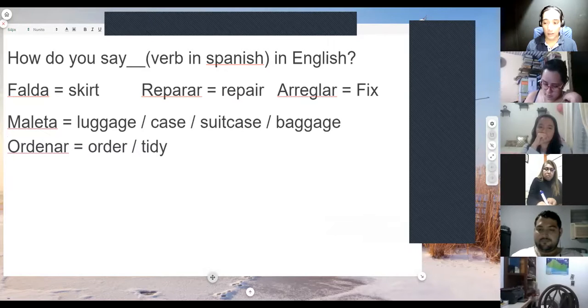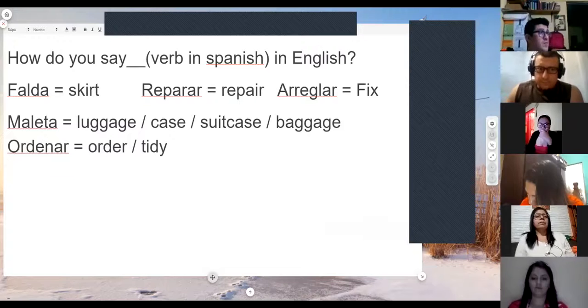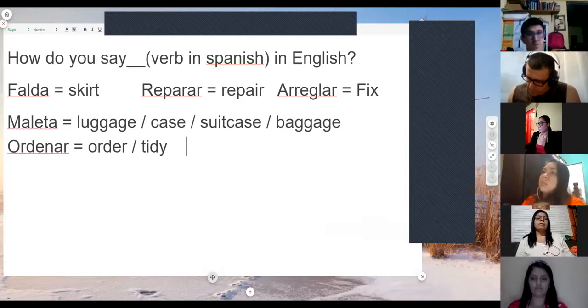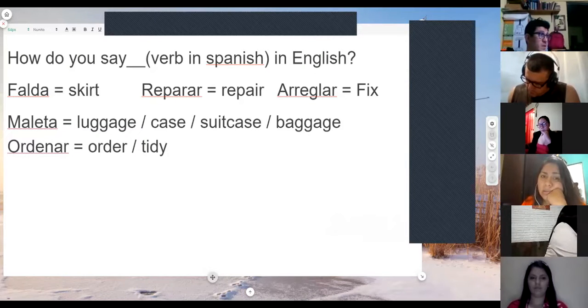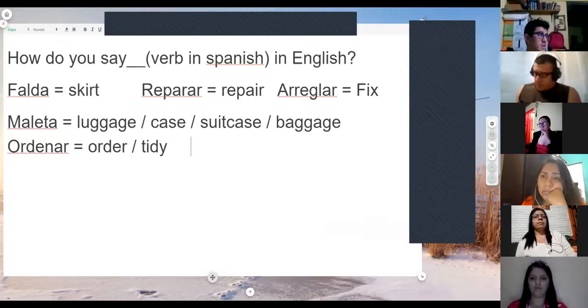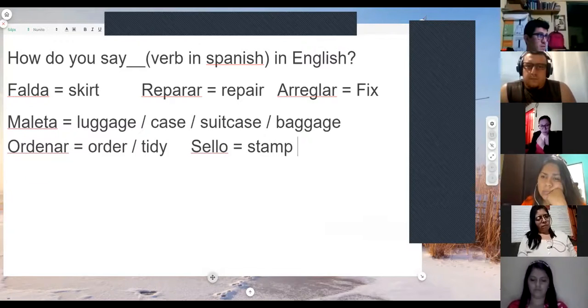Okay. Good. Carla Vanessa is not there. Yes. Okay, Carla Vanessa, how do you say? Teacher, how do you say? Sello. Sello. Okay, you say stamp. Sello, right? Yes. Stamp. Yep. Official stamp, official. Yeah, you need a stamp for that. Very good, an official stamp.